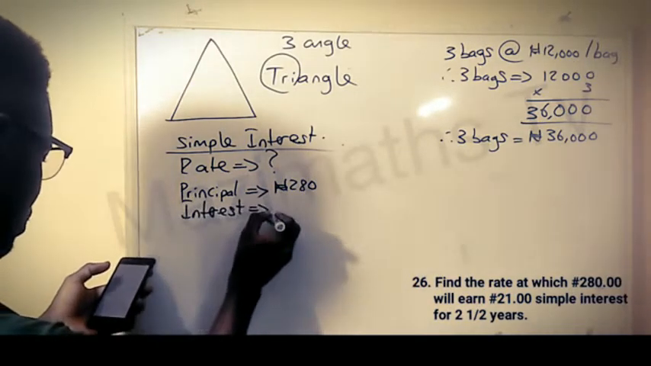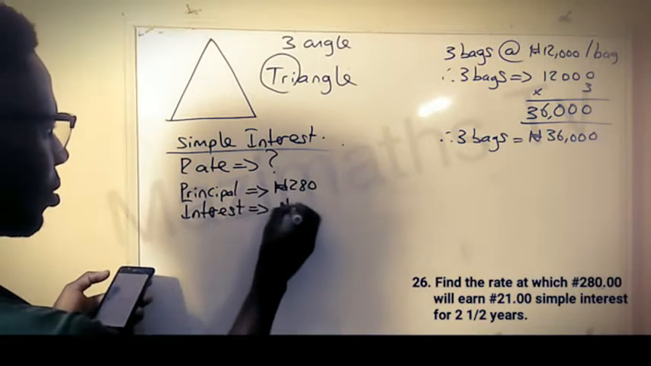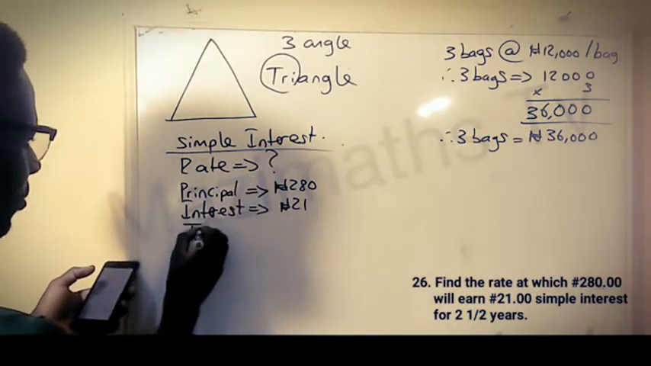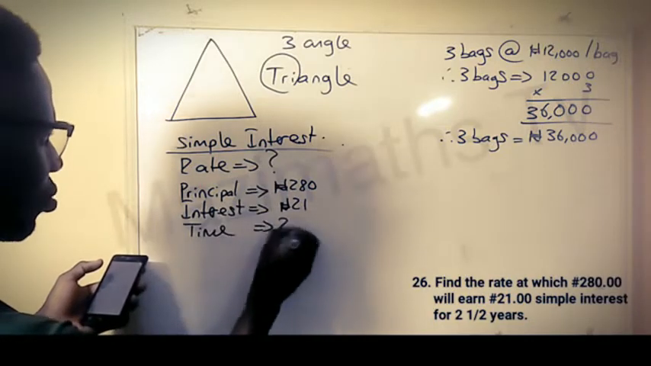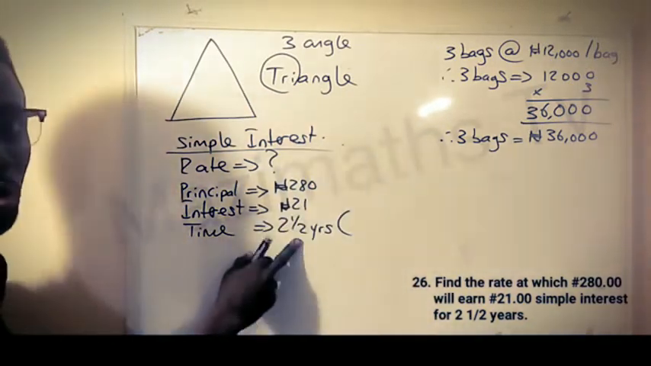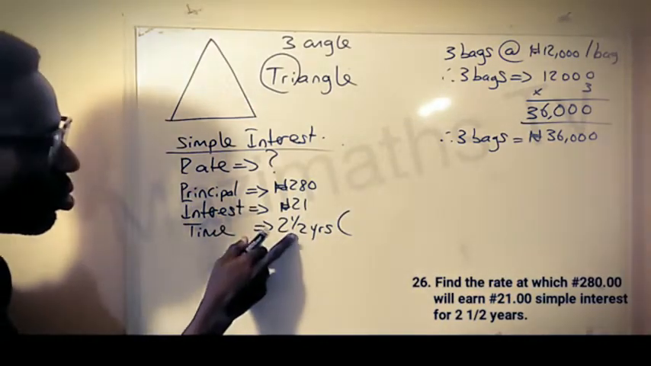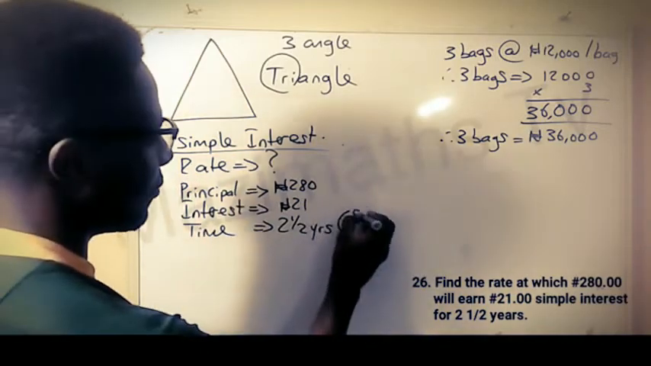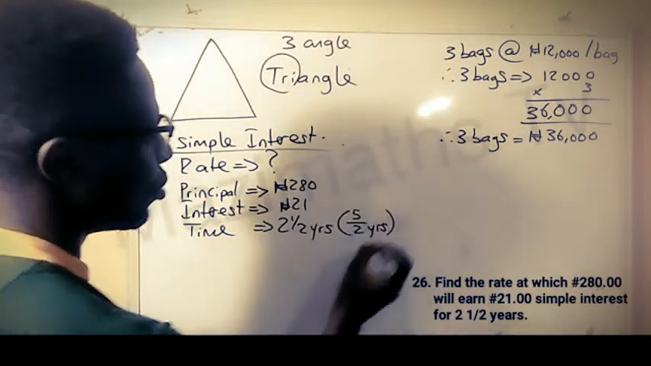The interest is 21 naira. And then the time. The time is 2.5 years. You can change this to an improper fraction. 2 times 2 is 4, plus 1 is 5, so 5/2 years.